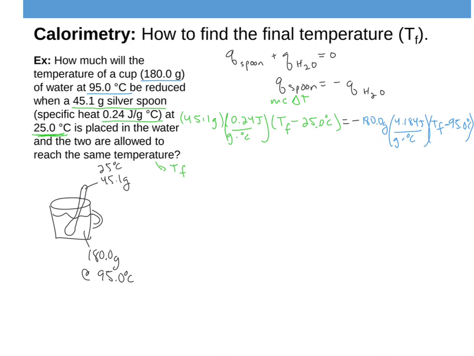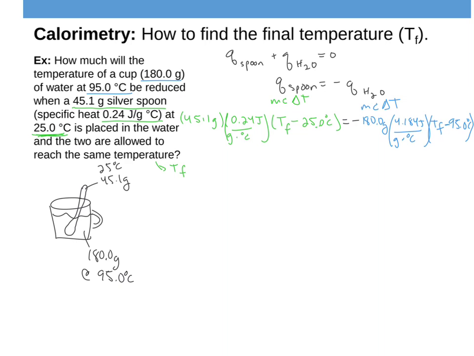So what I'm going to do is I'm just going to multiply a bunch of this stuff up here. I just wanted to emphasize that I'm doing the same equation, but for the two different components, the system and the surroundings. For me, I'm kind of thinking about the spoon as the system and the water as the surroundings. It doesn't matter which you call which. It's going to be the same math either way you do it.